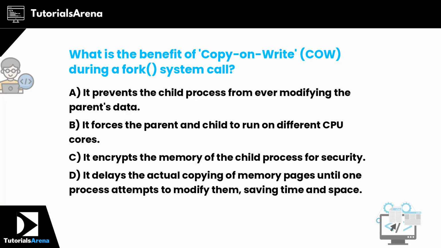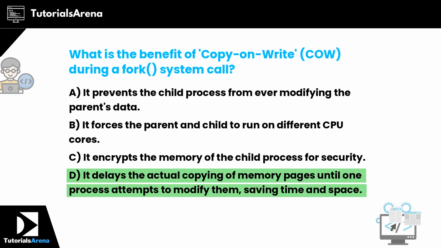What is the benefit of copy-on-write (COW) during a fork system call? The correct answer is option D. It delays the actual copying of memory pages until one process attempts to modify them, saving time and space.